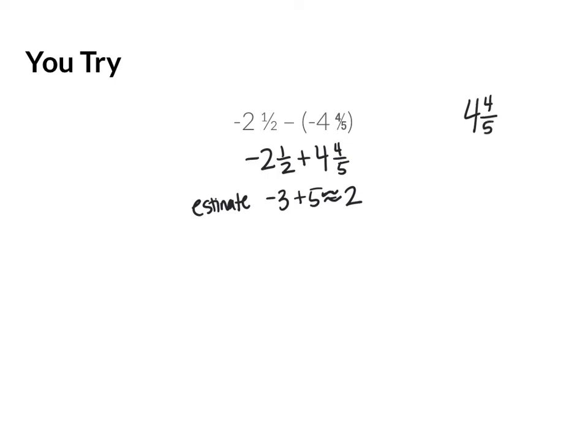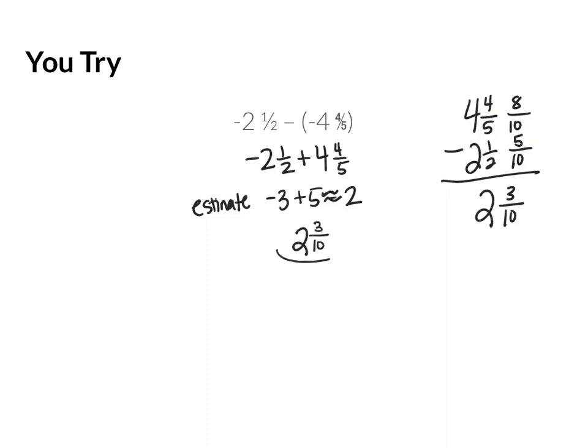4 4/5 subtract 2.5. I need a common denominator. In this case, it's going to be 10. That gives me 8/10 and 5/10, which subtracts to give me 3/10, and 4 minus 2 is 2. So my final answer is 2 3/10.